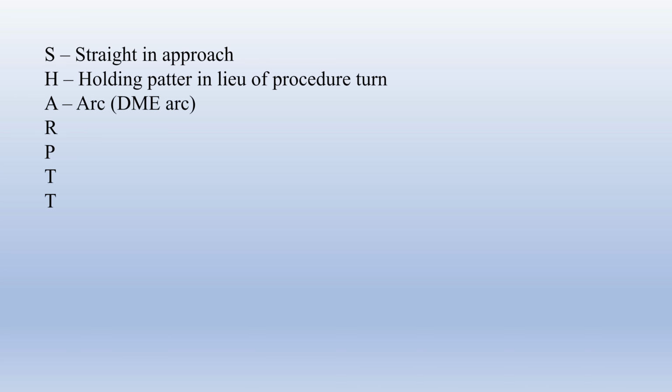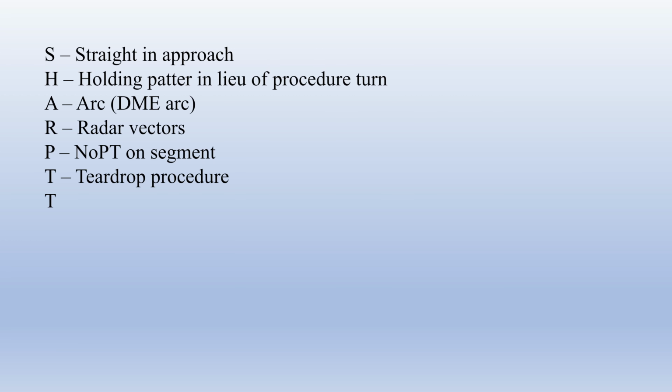A is when you are flying an arc, a DME arc. R is when you're getting radar vectors. Again, that's more of a thing in the real world. P is for no PT written on the segment that you're flying in from. T is when you're flying that charted teardrop procedure. You'll, again, fly that as depicted. And then the last T is for the timed approaches from holding fixes that we really don't use anymore.